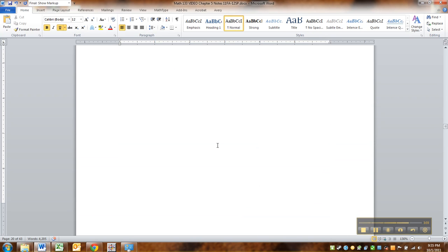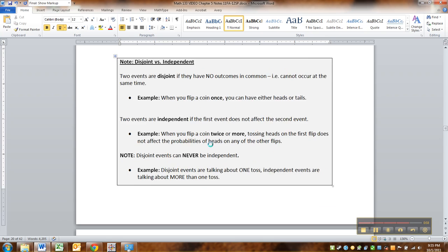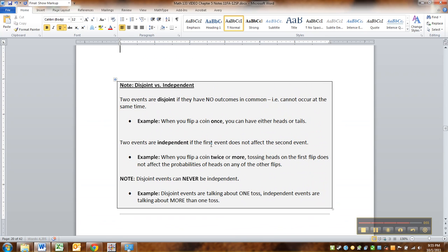Okay, now, one other comment I wanted to make before we head into the formal rule down here. Disjoint. Okay, so disjoint is something that we talked about in section 5.2. Disjoint means you have no outcomes in common, no overlap, right? So, for example, when you flip a coin one time, you either get heads or you get tails, but you can't get both. That's disjoint. Independent is really talking about more than one event happening in concurrence. So instead of flipping a coin once, you flip a coin twice or more. Then tossing a heads on the first coin flip does not affect the probability of a second flip.